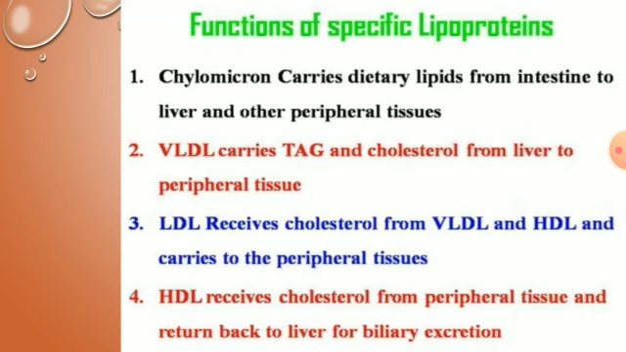Next, functions of specific lipoproteins. First, chylomicron carries dietary lipids from the intestine to the liver and other peripheral tissues. VLDL carries triacylglycerol and cholesterol from the liver to peripheral tissues. LDL, low density lipoprotein, receives cholesterol from VLDL and HDL and carries it to the peripheral tissues. HDL receives cholesterol from peripheral tissue and returns it to the liver for biliary excretion.